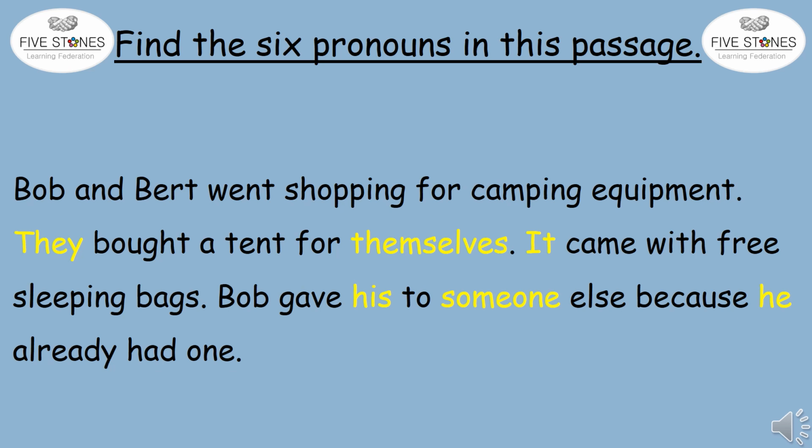6 pronouns in this passage. Bob and Bert went shopping for camping equipment. They, that's the first one, bought a tent for themselves. Themselves is the second one. It came with 3 sleeping bags. It's the third one. Bob gave his, that's the fourth one, to someone, that's the 5th one, else because he is the last one, already had one. Hope you were successful and got all those correct. Well done if you did.